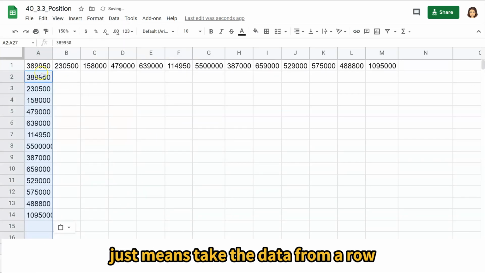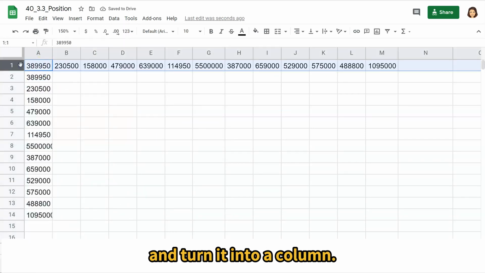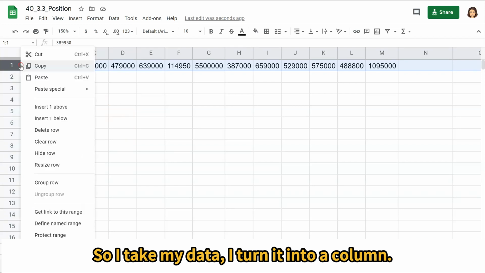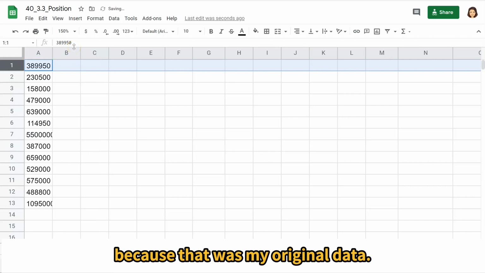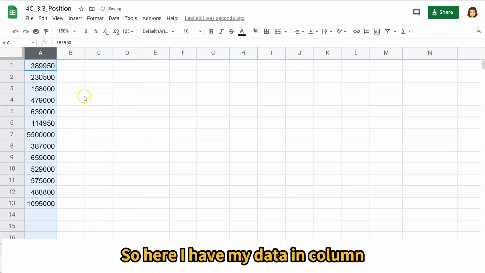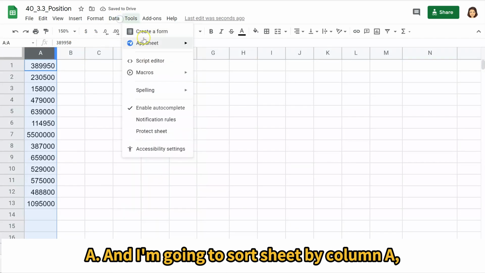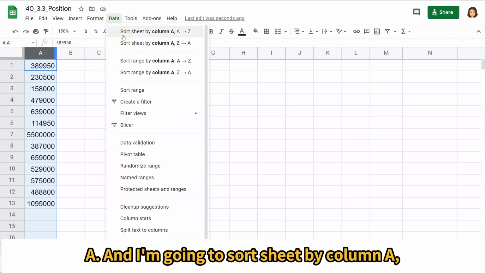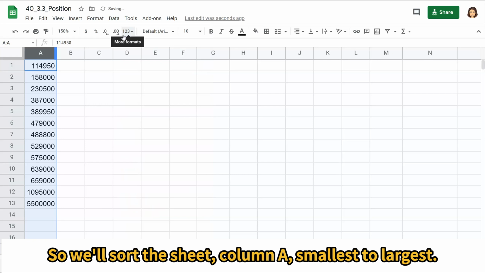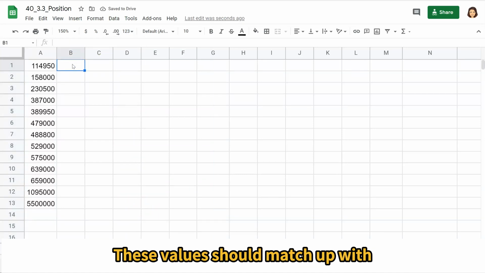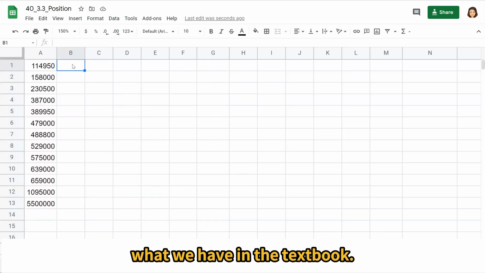Transposed just means take the data from a row and turn it into a column. So I take my data, I turn it into a column. I'm going to delete my top row because that was my original data. So here I have my data in column A, and I'm going to sort sheet by column A. A to Z means we're going smallest to largest. So we'll sort the sheet, column A, smallest to largest. These values should match up with what we have in the textbook.